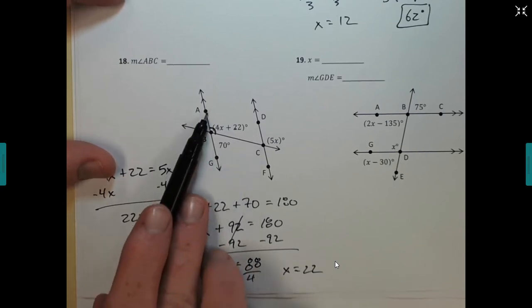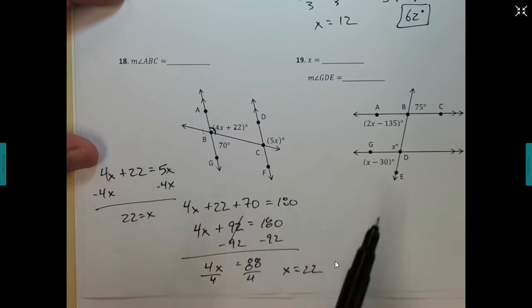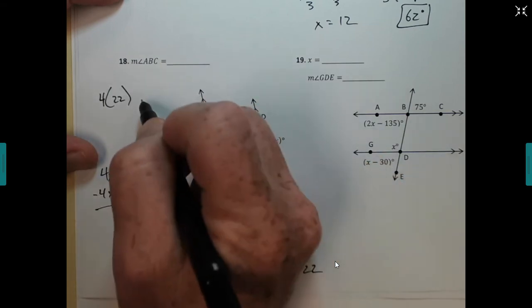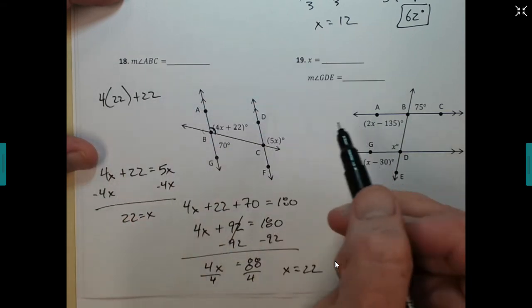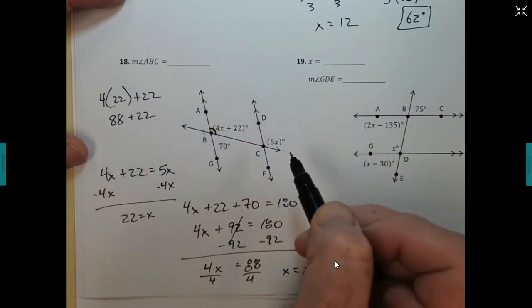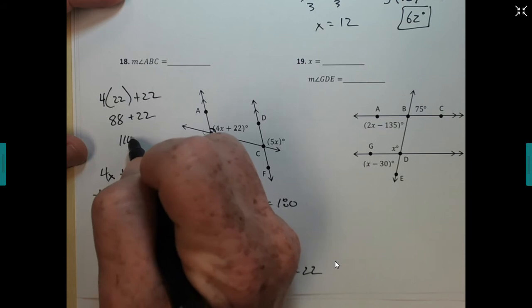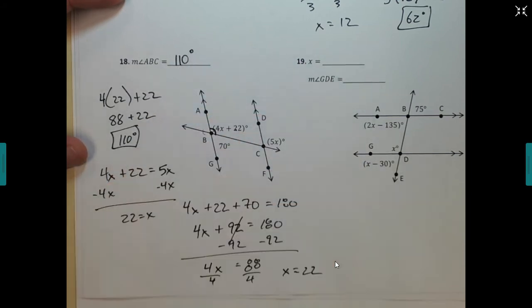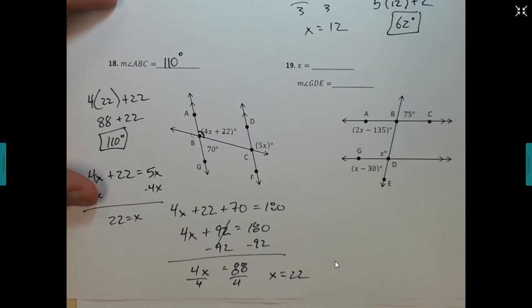But they want to know angle ABC, so I got to take 22 and plug it in. 4 times 22 plus 22. 110 degrees.